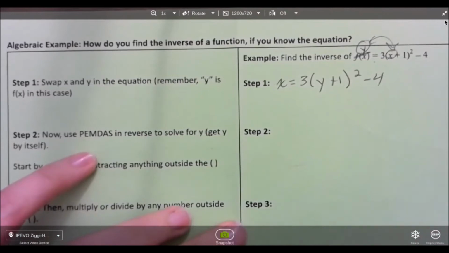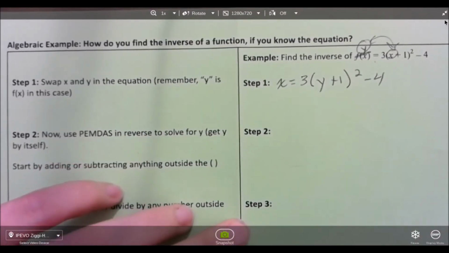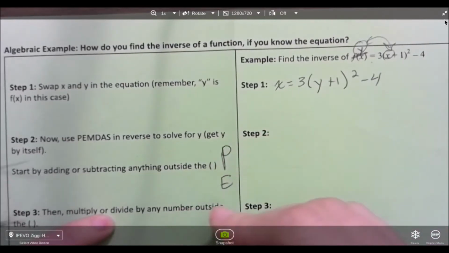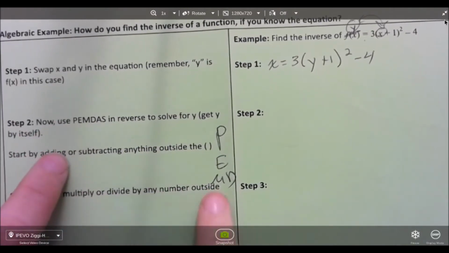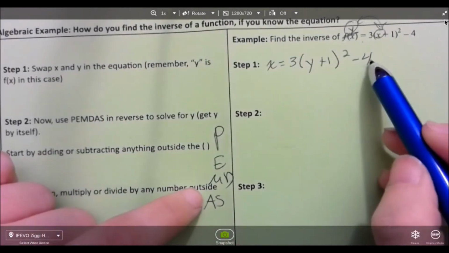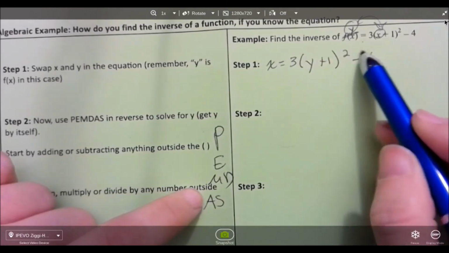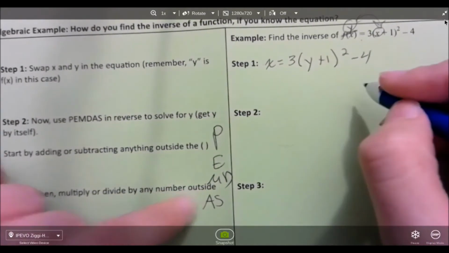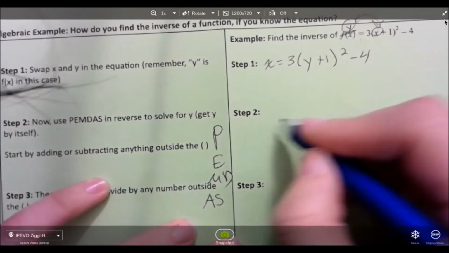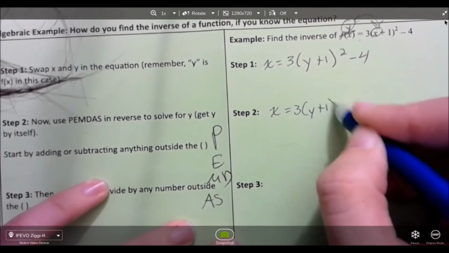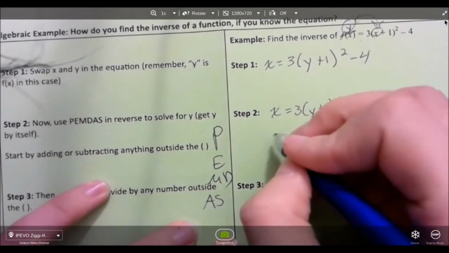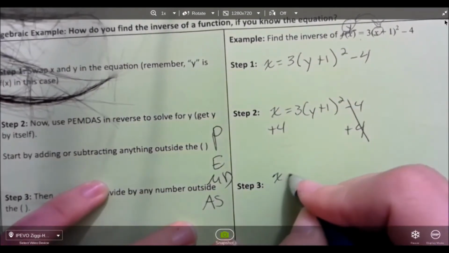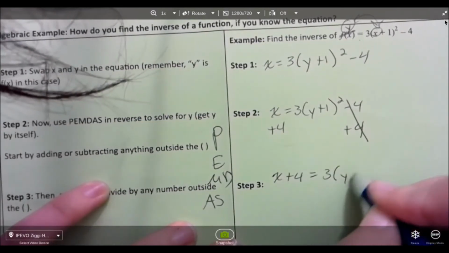Okay, so step 2, now use PEMDAS in reverse to solve for y, which means get the y by itself. So I kind of like to have PEMDAS written out. I'm going to follow it backwards. Okay, so start by adding or subtracting anything outside parentheses. So I'm at the bottom of PEMDAS. Okay, and there's a subtracting 4 outside the parentheses. So to cancel that out, I need to do the inverse of that, which is add 4. So let me rewrite it. Okay, so I just rewrote that. And I'm going to add 4 to both sides, and that's going to cause those to cancel out. So I get x plus 4 equals 3 times (y plus 1) squared.